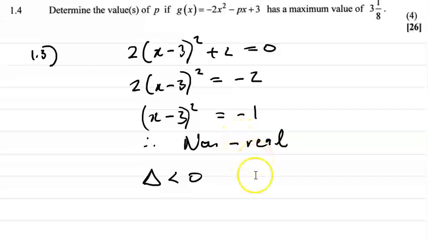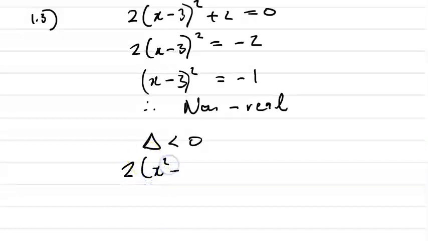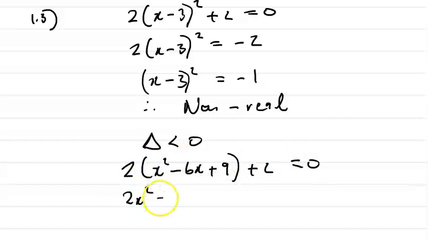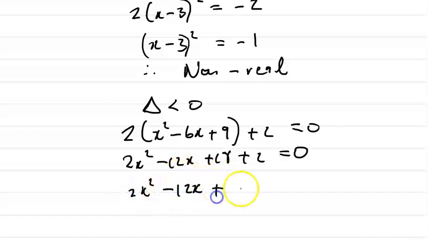Now, the other way that you could have looked at this particular question will be, if you want to open up the brackets, you can say 2 into x squared minus 6x plus 9 plus 2 equals 0, 2x squared minus 12x plus 18 plus 2 equals 0. And if you write it in the standard form, 2x squared minus 12x, and here you got plus 20 equals 0.